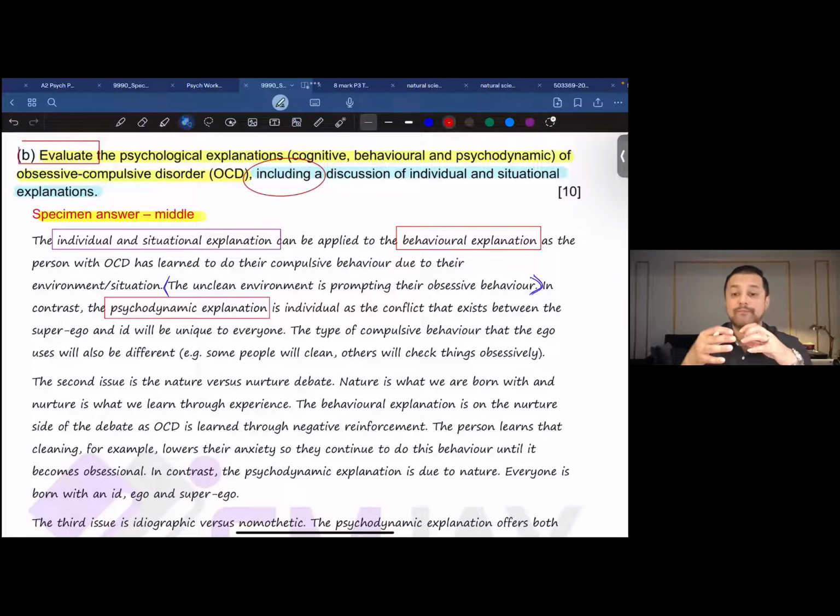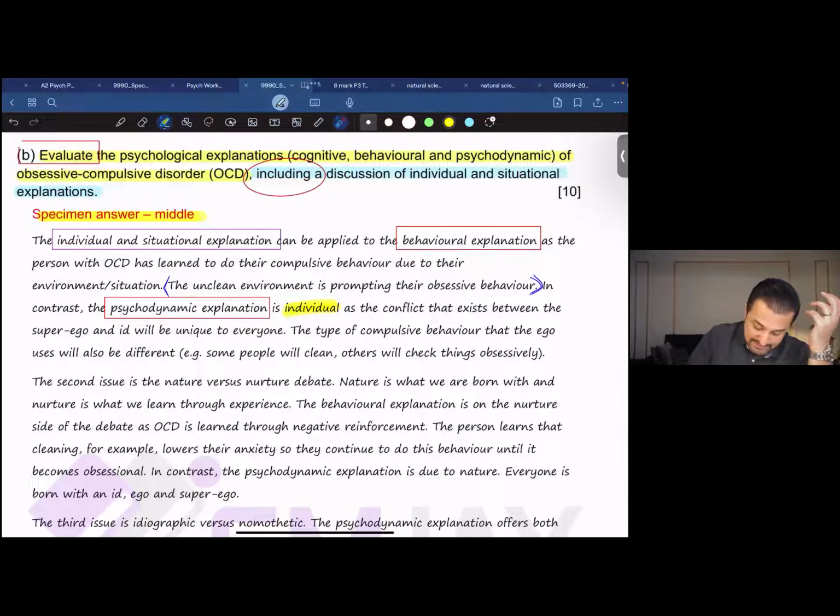explanation of OCD that the student has brought in. In contrast, the psychodynamic explanation is individual, as the conflict that exists between the superego and the id will be unique to everyone, right? Now, we are referring to the psychodynamic explanation being based on the individual explanation, right? The psychodynamic explanation is individual, as the conflict that exists between the superego and the id will be unique to everyone. The type of compulsive behavior that the ego uses will also be different. Example, some people will clean, others will check things obsessively.